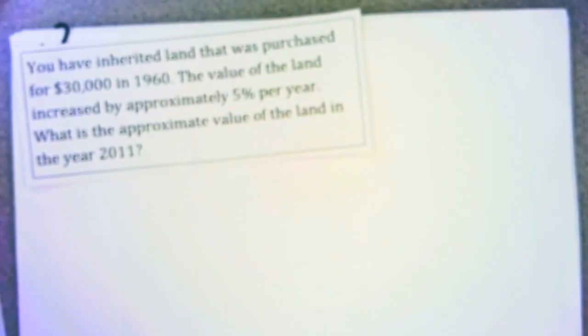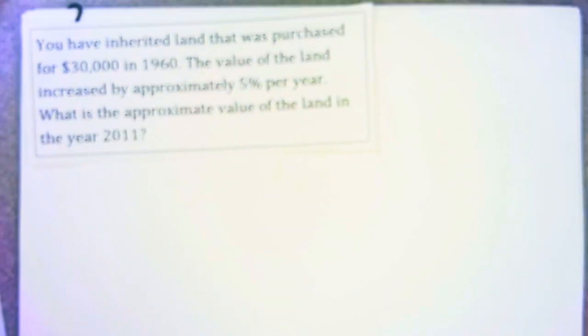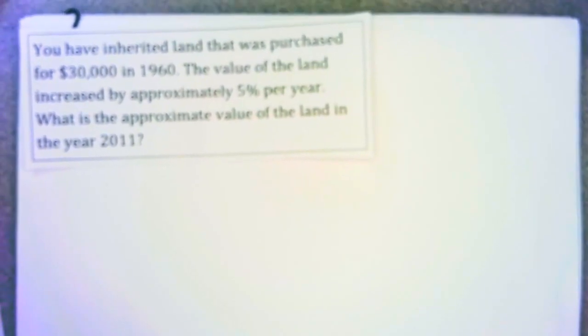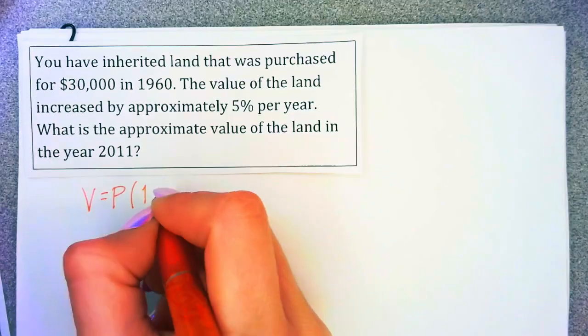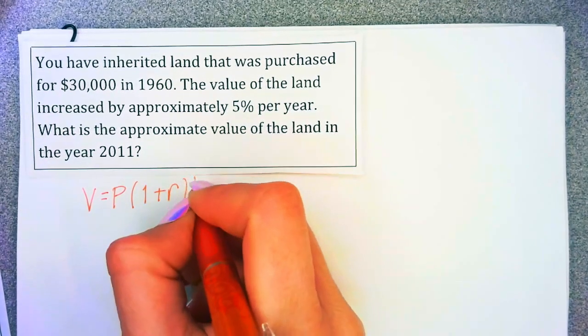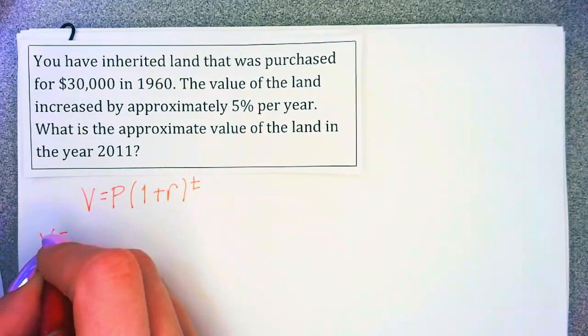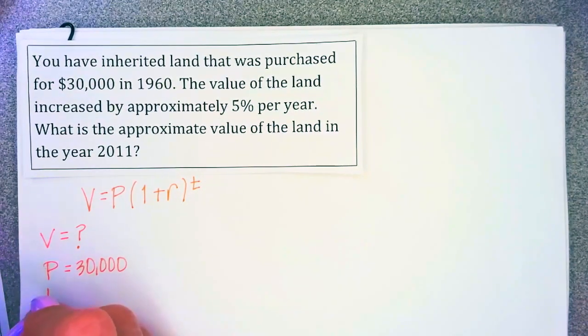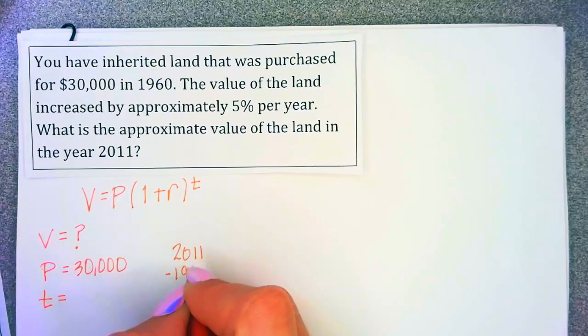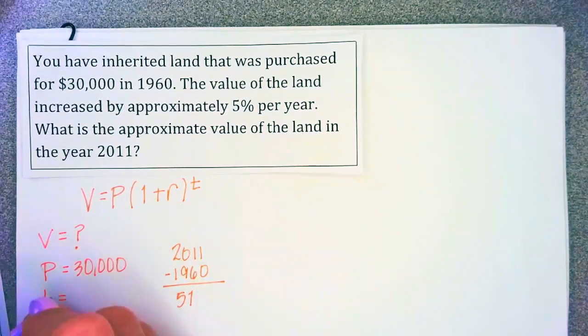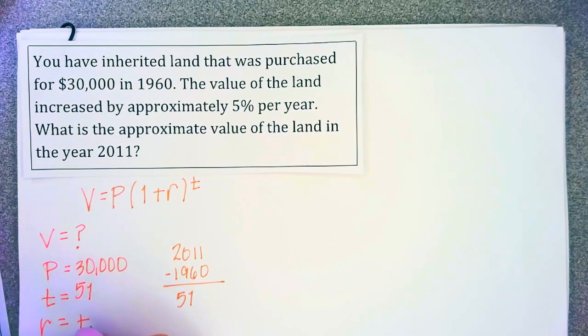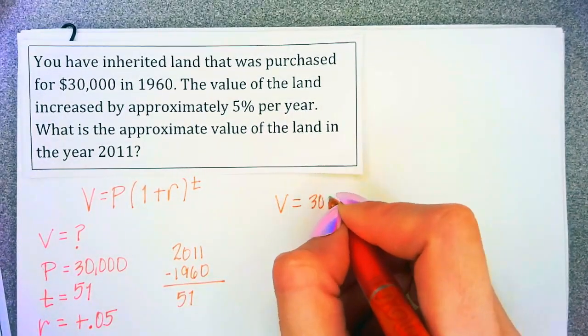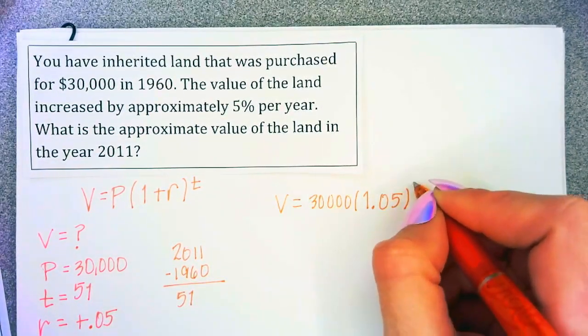An inherited piece of land, originally purchased for $30,000 in 1960, its value increased by 5% each year. What's the approximate value of this land in 2011? Swapping out capital A for a V to represent value. My principal is 30,000. T is the number of years between 1960 and 2011, which is 51, and rate is positive 0.05. The value is 30,000 times 1.05 to the 51st power.